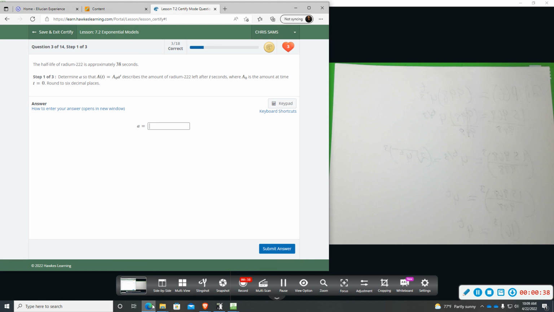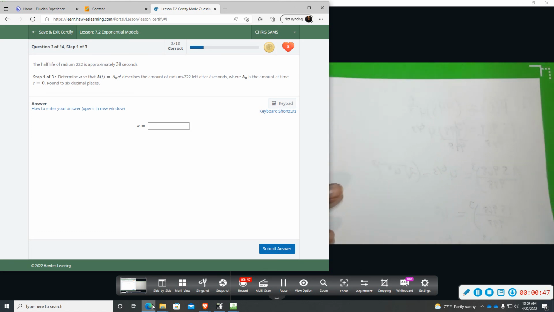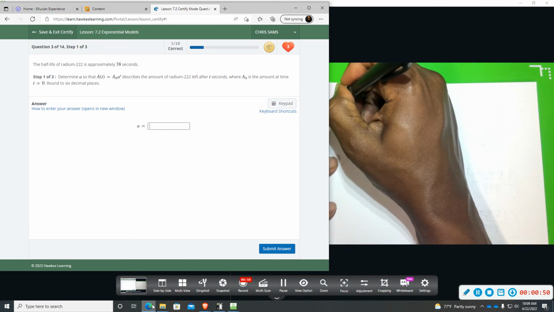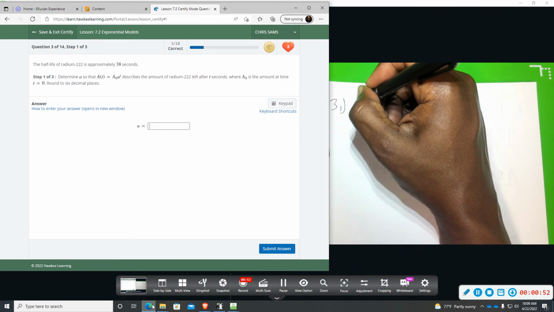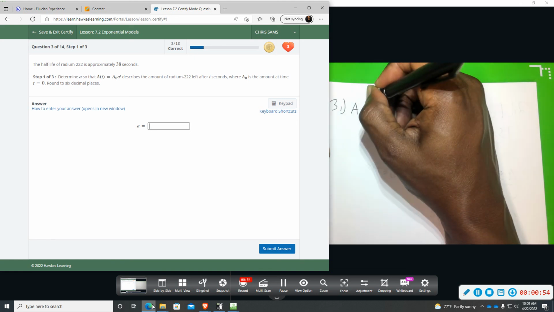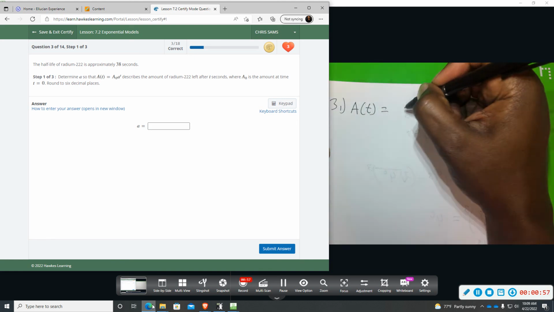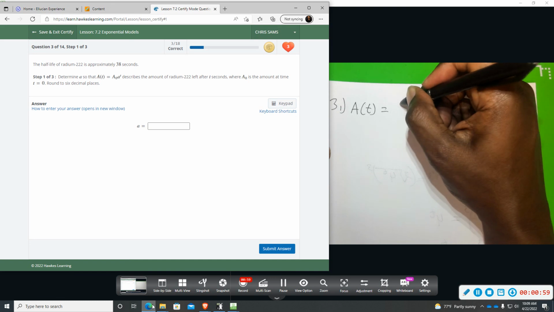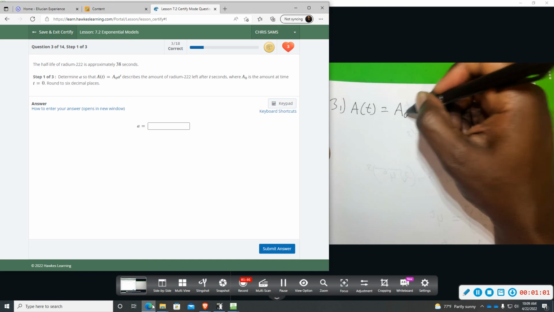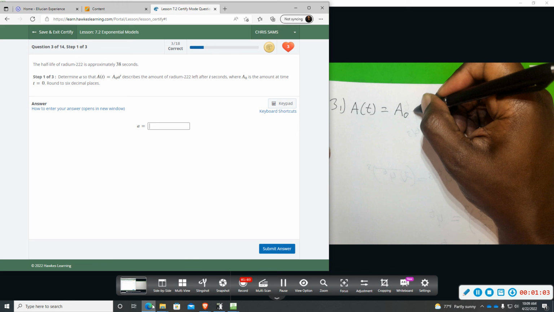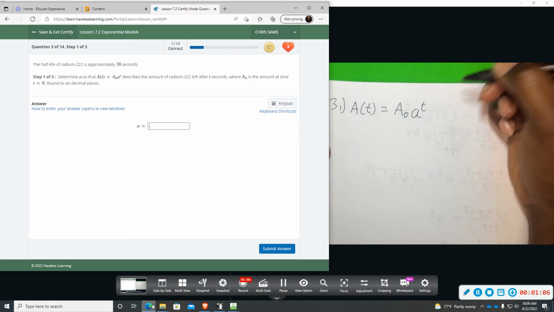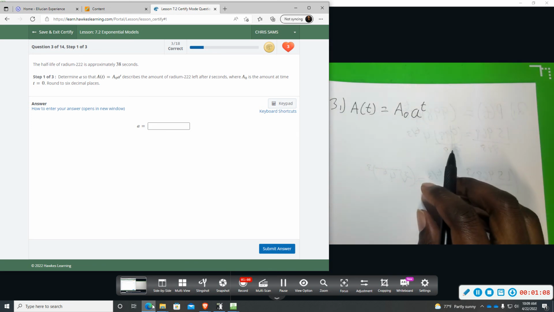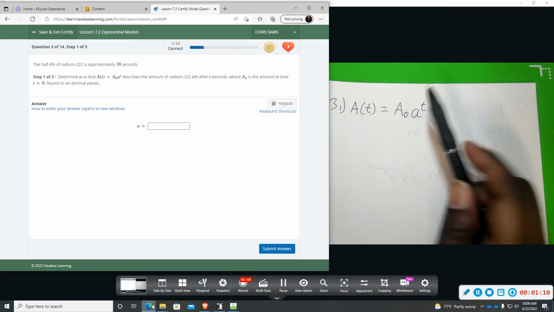So, again, this seems very confusing. They give you very little information, but we're trying to figure out what a, the letter a, is first. So, we're given this function, A(t), just a formula, equal to some initial value, which we don't know, times a raised to the t power. And then we're given very helpful information.